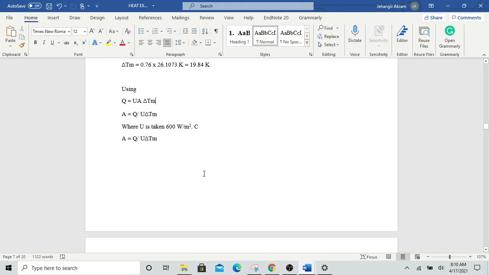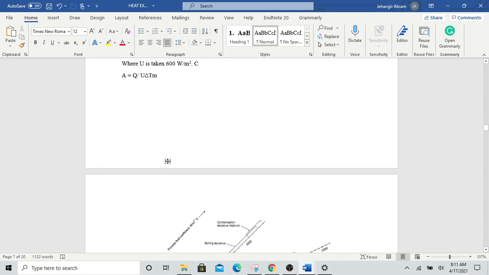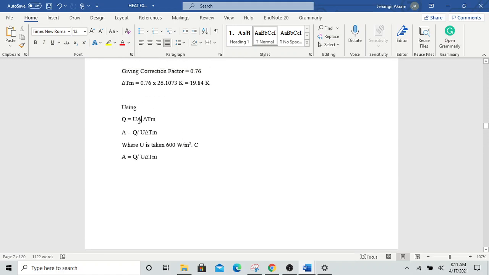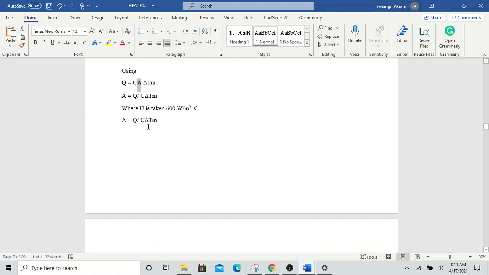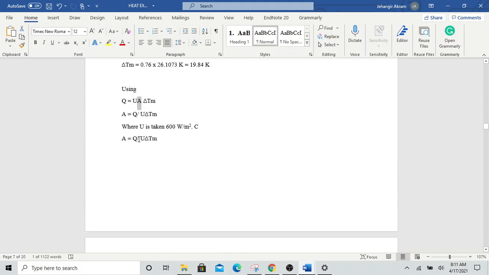It's basically a modified form of Newton's cooling law. Okay. Instead of simple heat transfer, we have overall heat transfer coefficient, and we have log mean temperature difference instead of simple temperature difference. Okay, from here we will determine the area. Area will be the ratio of heat transfer rate, or conduction, convection, whatever that rate is, to U and delta TLM. Okay, so how will we know the value of Q?